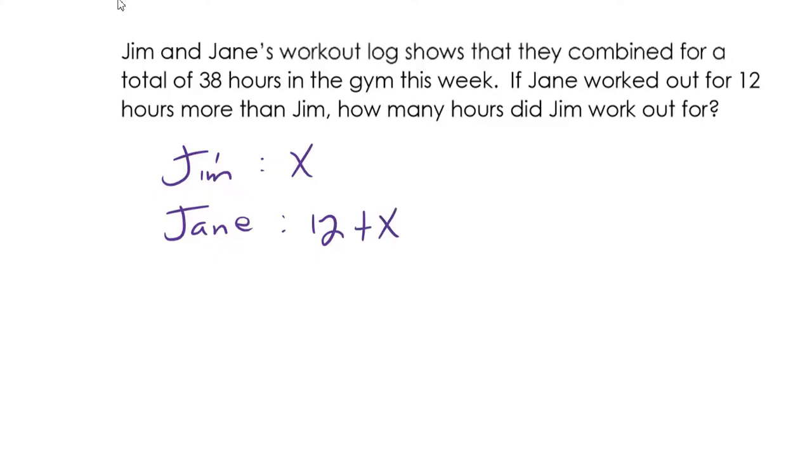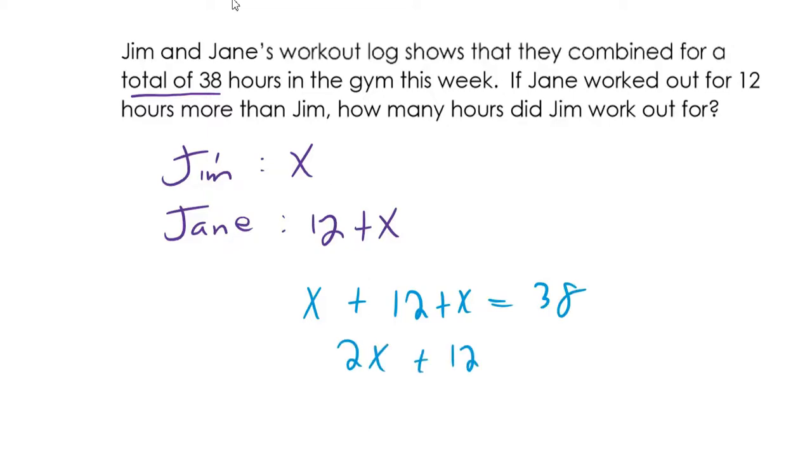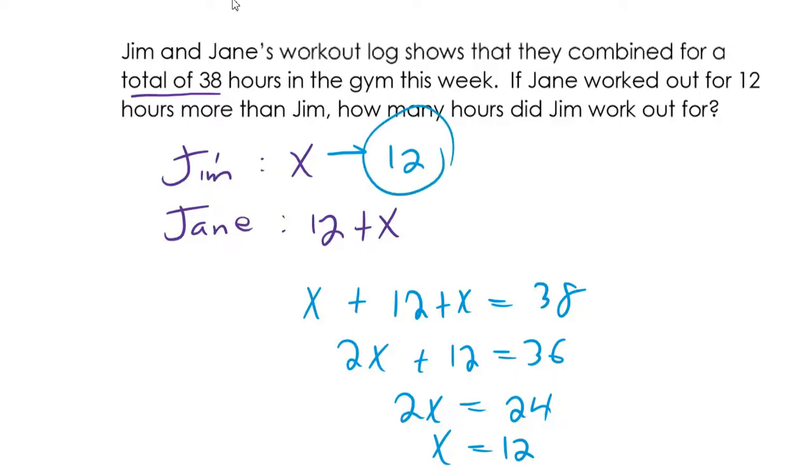And they have a total of 38. So now we can say that Jim plus Jane adds up to 38. We can start combining. 2x plus 12 is 38. Take away 12 from both sides, and we get 24, and x comes out to 12. And so that's Jim. And be careful on these, because they could very well ask for Jane, which would have been 24, 12 plus the 12.